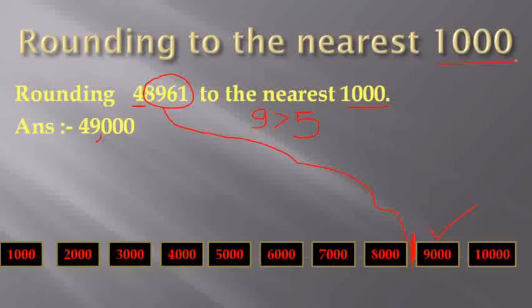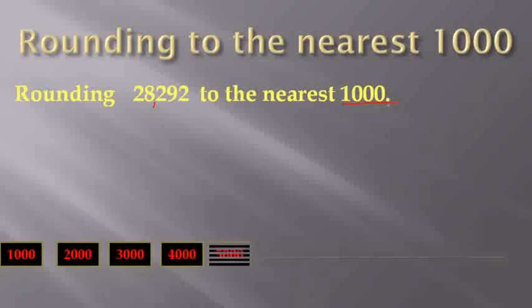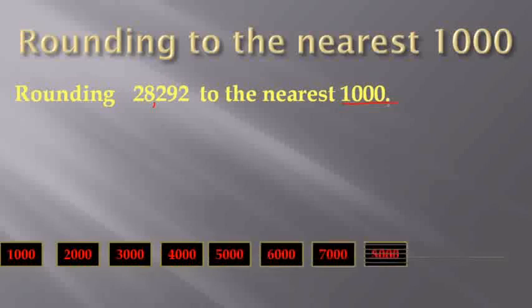Okay, now I am moving towards the next example. Next example is rounding 28,292 to the nearest 1000. So the first step is to write the multiples of 1000. Those are 1000, 2000, 3000, 4000, 5000, 6000, 7000, 8000, 9000 and 10,000. Now just concentrate on the last 4 digits.